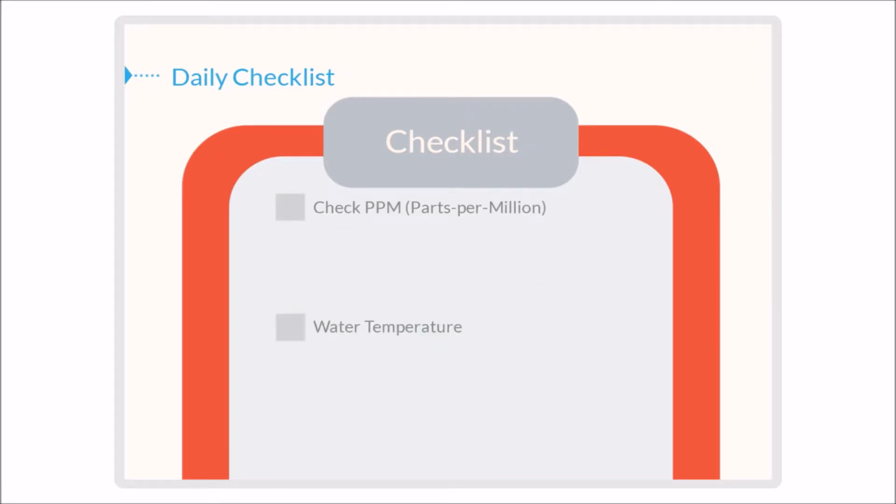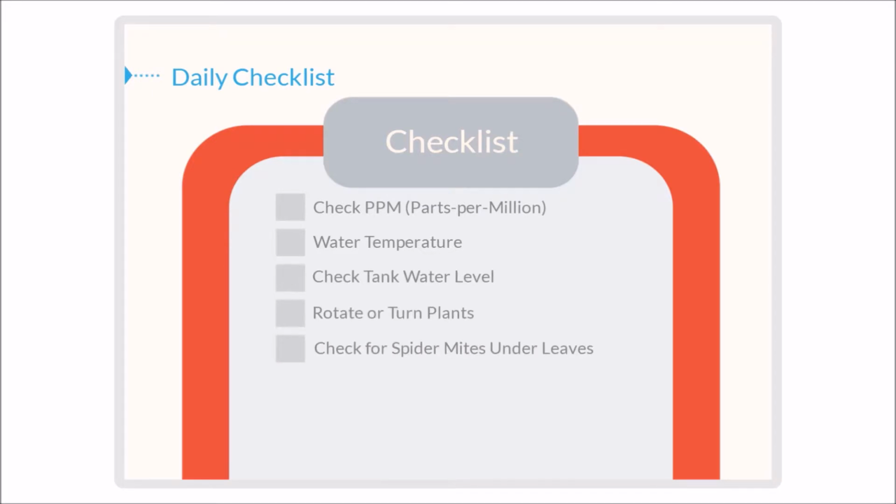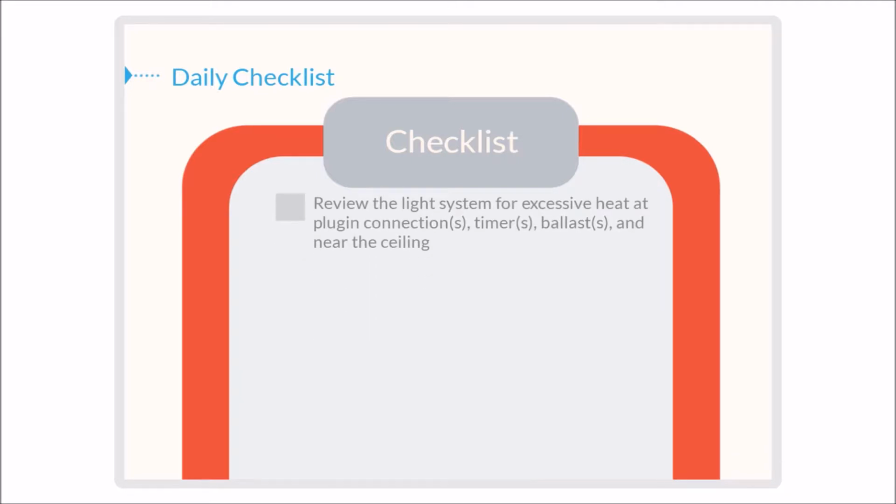water temperature, check tank water level, rotate or turn plants, check for spider mites under leaves, check for fungi, nutrient deficiencies, check for burnt or browning leaves. Review the light system for excessive heat at plug-in connections, timers, ballasts, and near the ceiling. Check for water leaks.